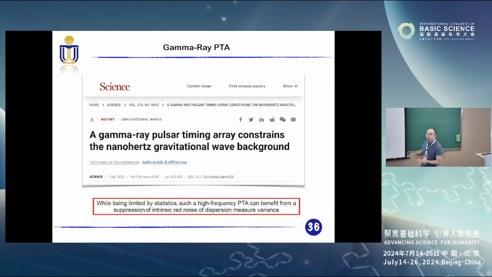And you don't need to know what it is. Here you only need to know this is one of the main noises for the detection of the nano-Hertz gravitational wave background. And the second thing is this type of noise is inversely proportional to the square of the frequency. So if you go to the high frequency region, then this kind of noise tends to be suppressed.